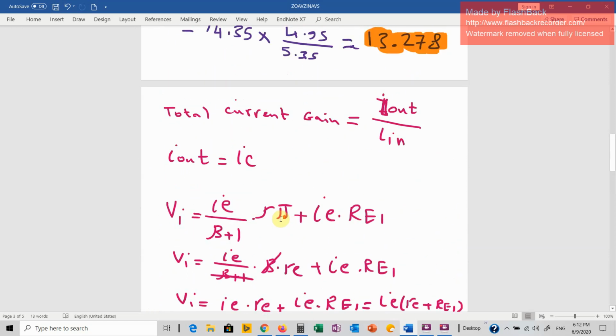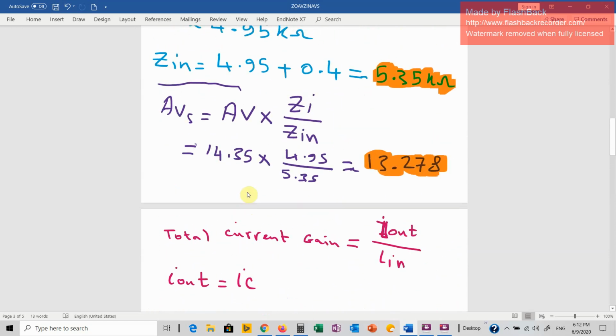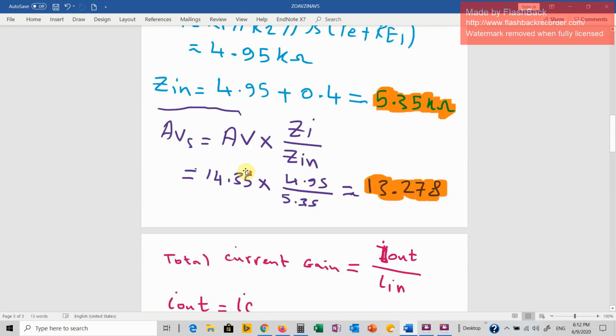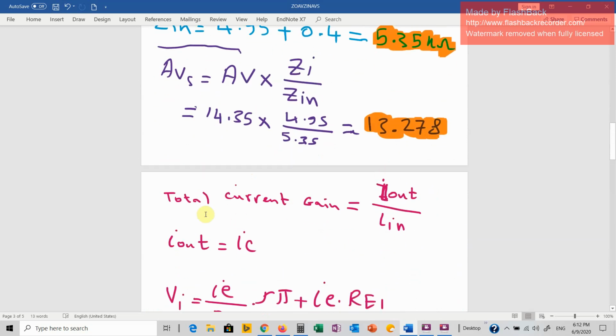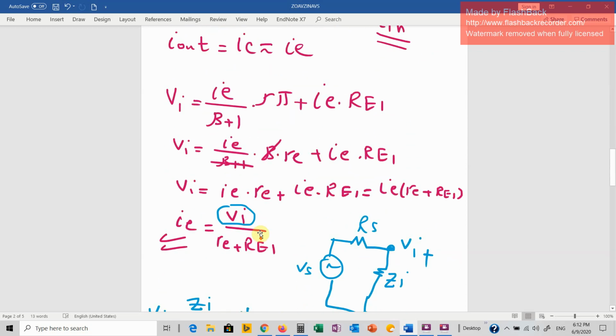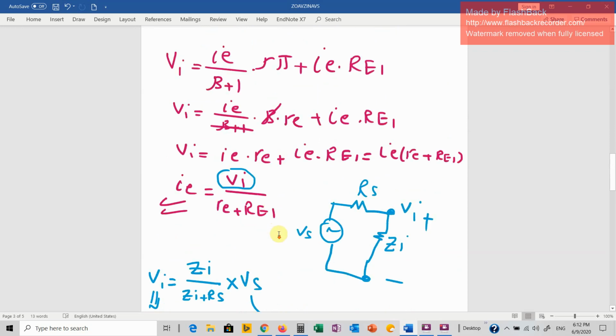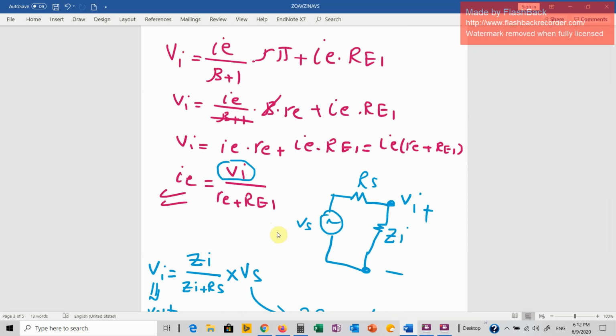But I'm not 100% done, because I know I'm looking for the total current gain, and it is I out. So I out is equal to IC, which is approximately equal to IE, divided by IN. I need to find what IN is. Let me go back to this circuit. And what is IN? This is IN.